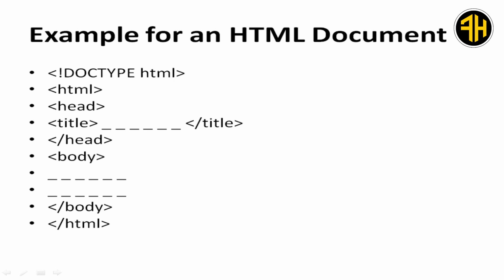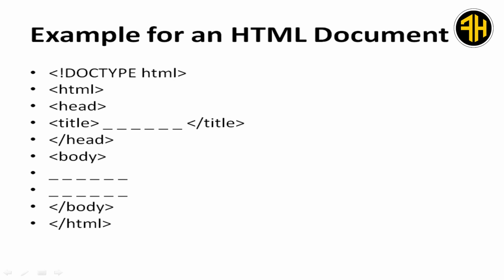Example for an HTML document. The doctype element is the starting element in an HTML document and specifies the type of document. It is an empty element and does not have a closing tag. The HTML element is written after the document type element and defines the document as an HTML file. It is a container element.